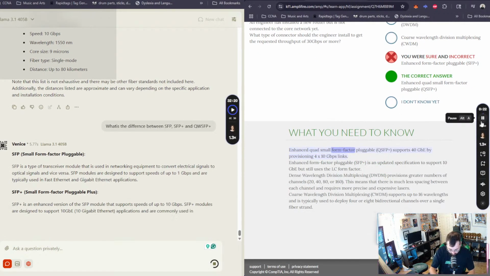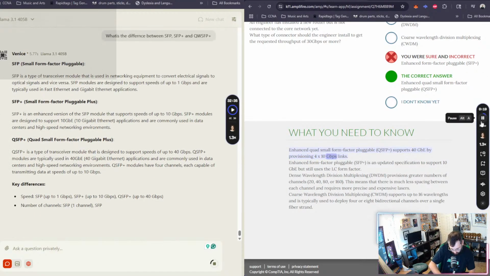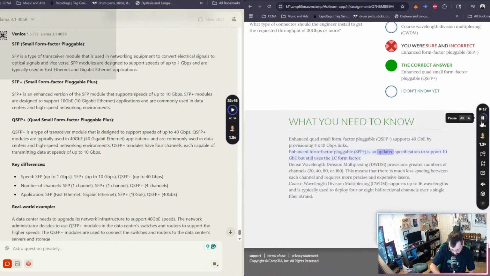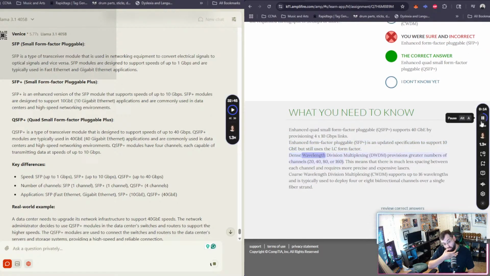Enhanced Quad Small Form Factor Pluggable QSFP+ supports 40 GBE by provisioning 4 times 10 gigabit per second links. Enhanced Form Factor Pluggable SFP+ is an updated specification to support 10 GBE, but still uses the LC form factor. Dense wavelength division multiplexing DWDM provisions greater numbers of channels, 20, 40, 80, or 160. This means that there is much less spacing between each channel and requires more precise and expensive lasers. Coarse wavelength division multiplexing CWDM supports up to 16 wavelengths and is typically used to deploy 4 or 8 bidirectional channels over a single fiber strand.